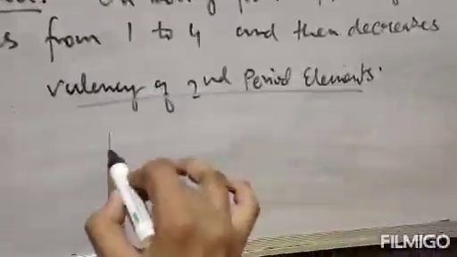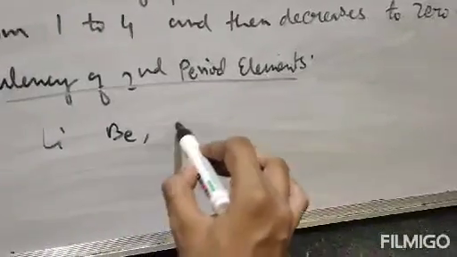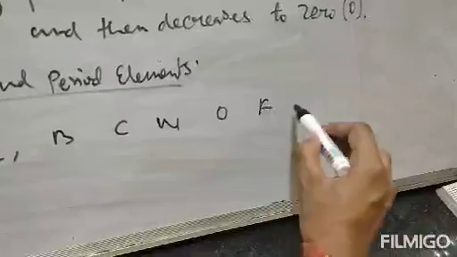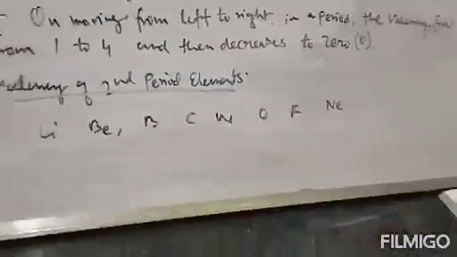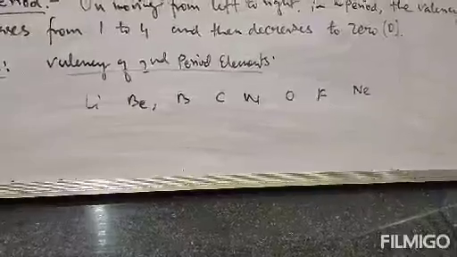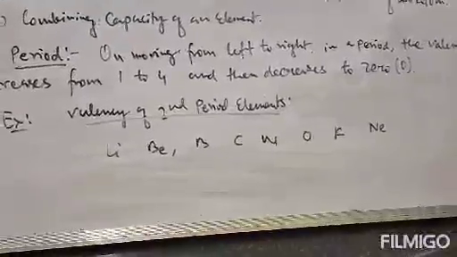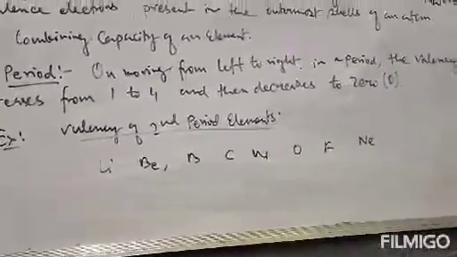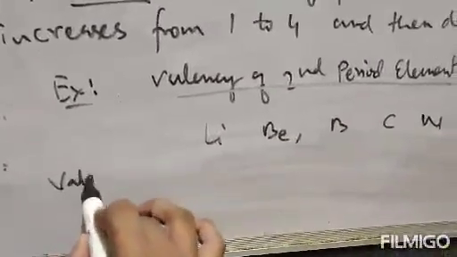So in second period elements, the elements are lithium, beryllium, boron, carbon, nitrogen, oxygen, fluorine, neon. These are the elements found in the second period. According to this rule, the valency will first increase from 1 to 4, and then it will decrease to 0 periodically.